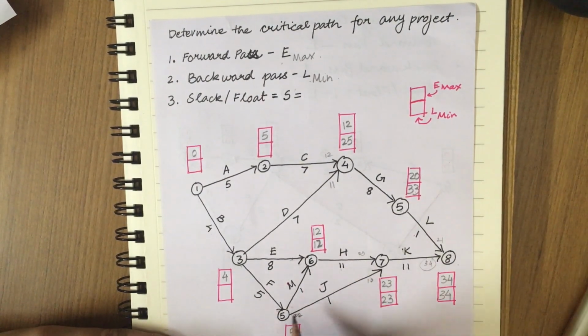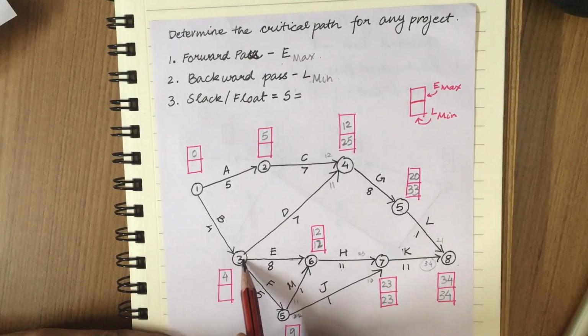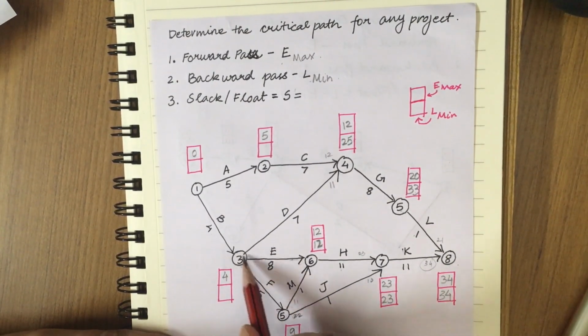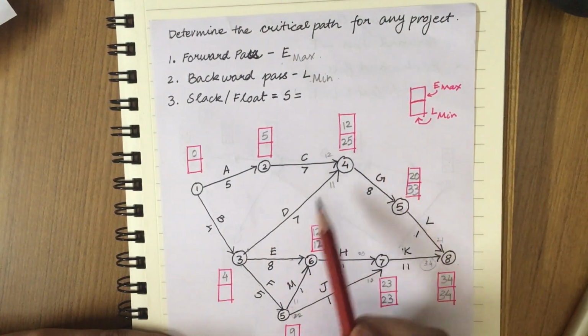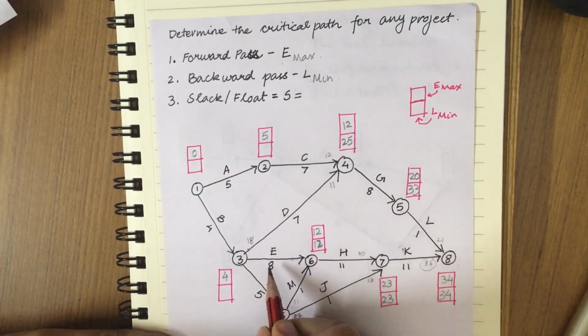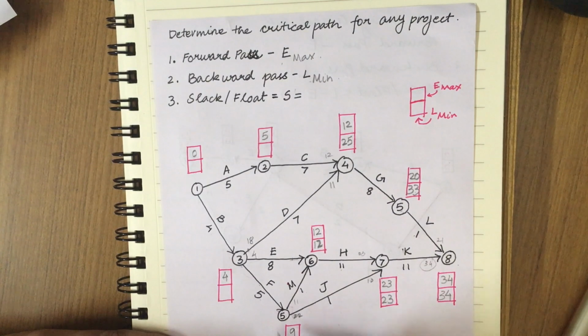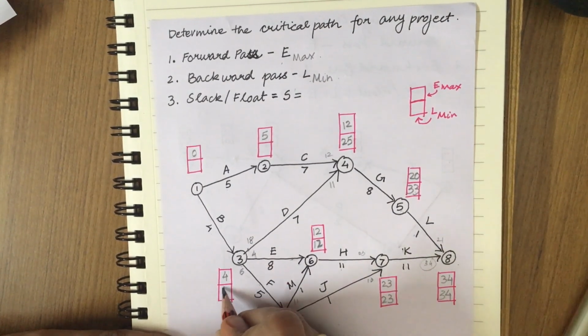So now L for the fifth will be either 12 minus 1, that is 11, or 23 minus 1, that is 22. So you need to take the smaller value, 11. Now third event has 3 bursting activities. 25 minus 7 will give you 18. 12 minus 8 will give you 4. 11 minus 5 will give you 6. So 4 is the smallest value, 4.